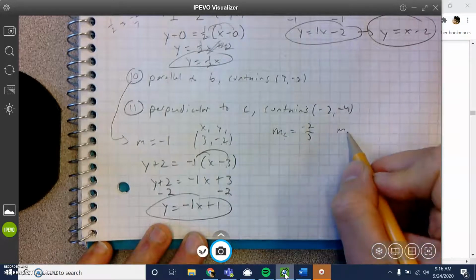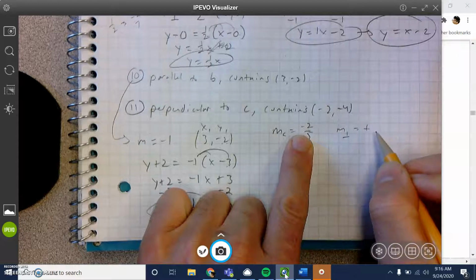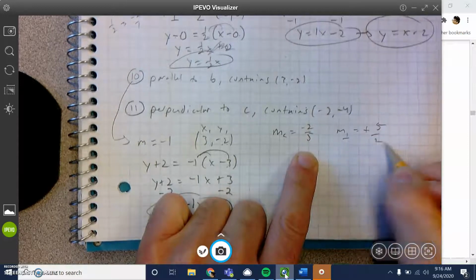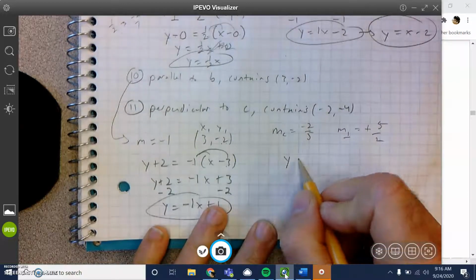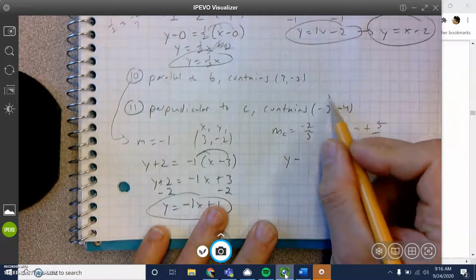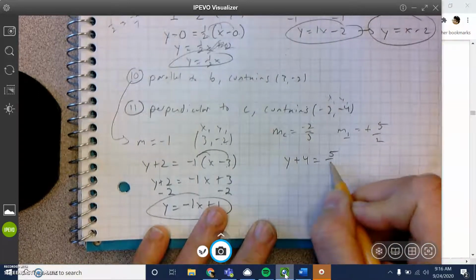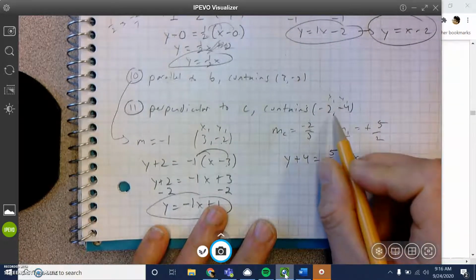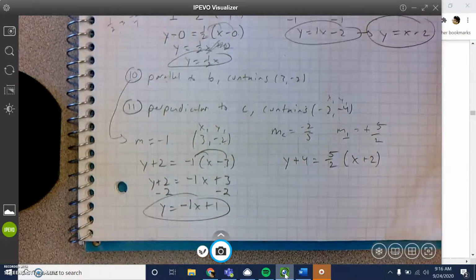So the perpendicular slope, because I want perpendicular, that's the opposite reciprocal. So it's negative, I'm going to make it positive. And then I'm going to flip the fraction, 5 over 2. Cool. So now y minus, so here's x1, y1, y plus 4, sorry, equals 5 over 2, x plus 2. Bam, so you're here. Don't be afraid of fractions, you can do it.